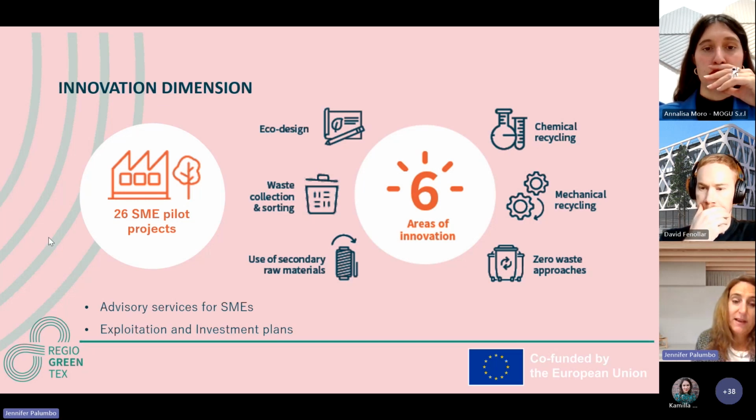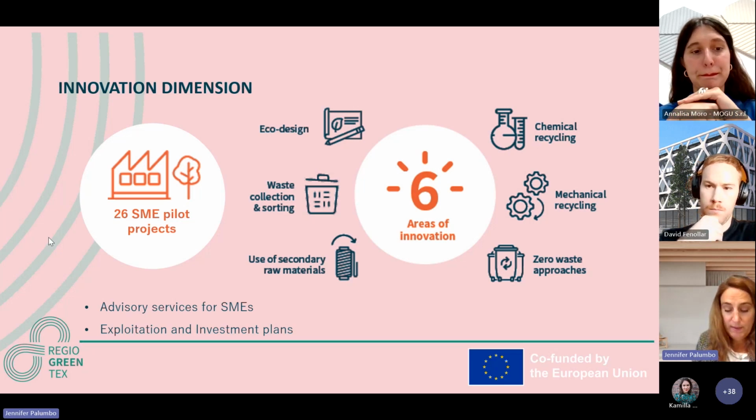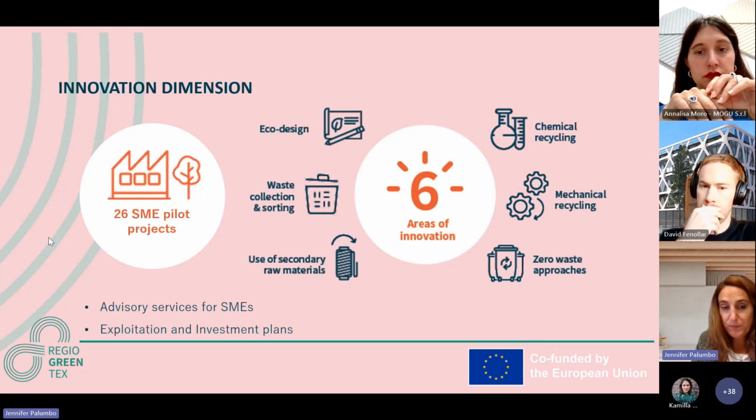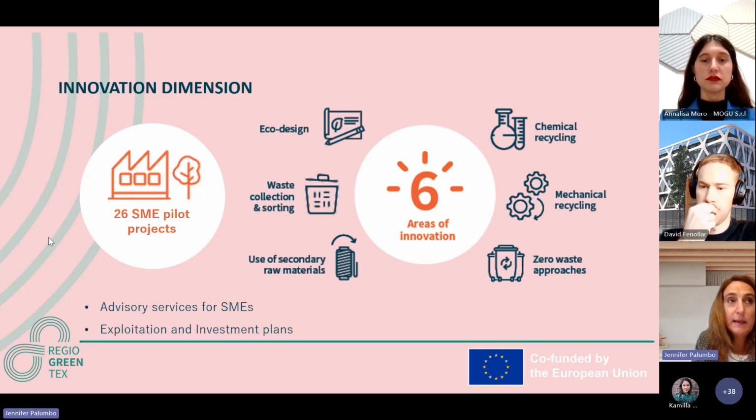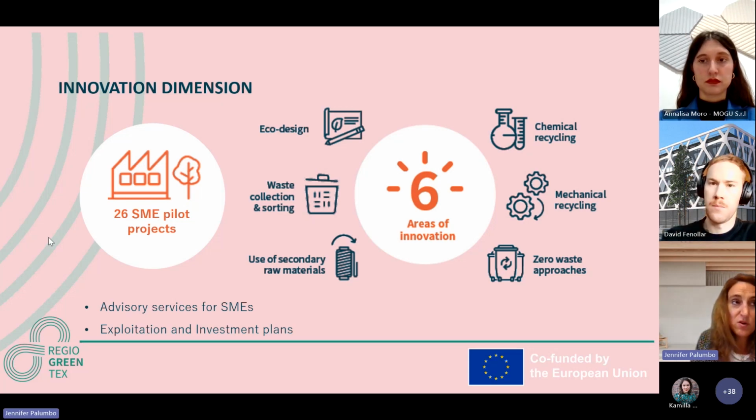The project offers advisory services for SMEs. So we have within the consortium experts that will advise SMEs in different aspects that have to do with marketing, legal. It can be how to bring their services to a market. It can be technical, it can be testing. So there's a range of services that the consortium offers. And we aim to help companies produce an exploitation and an investment plan. So really to help them get to the next level, thanks to their participation in the project.